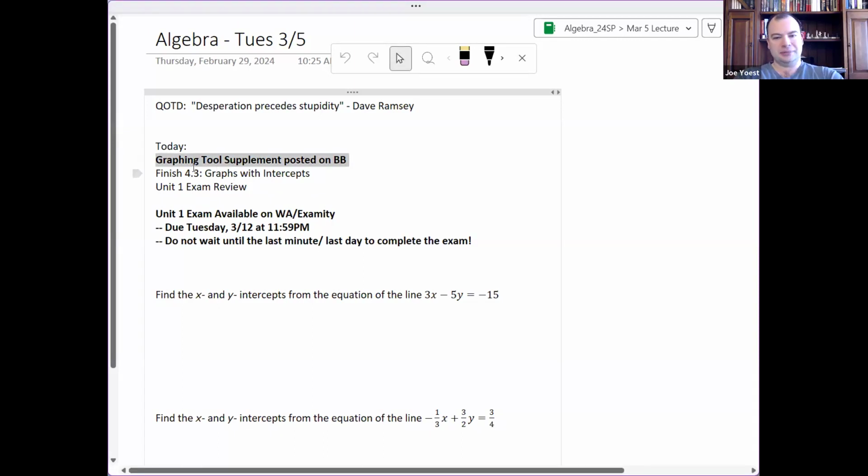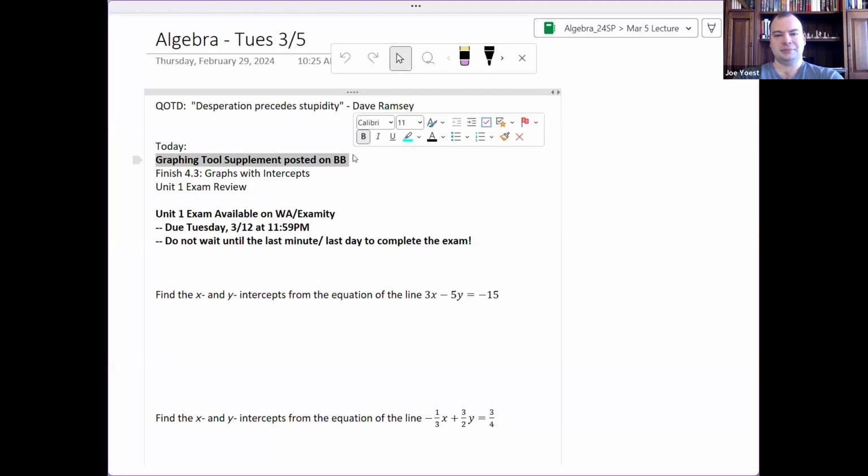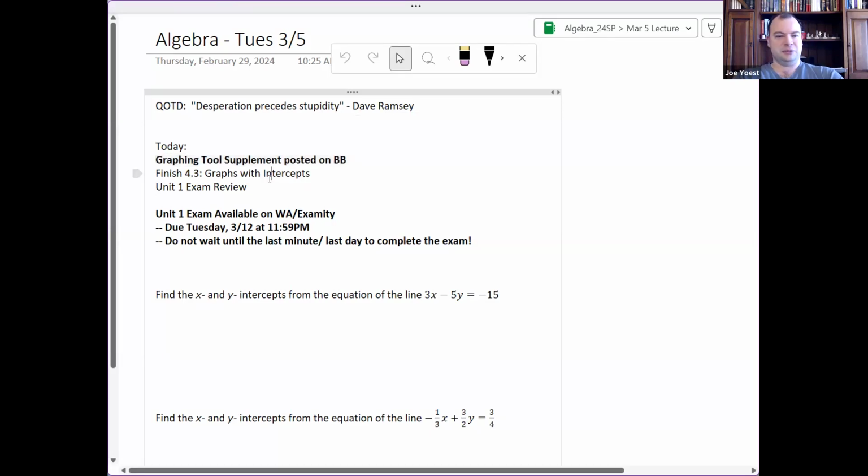And then of course, last class meeting, we talked about it a little bit too. The plan for today is to finish 4-3 graphs with intercepts, one little detail to finish up there. And then most of today, we're going to spend doing a Unit 1 exam review. As part of the review, we'll also take a look at a couple of problems on WebAssign, where we'll go through graphing some problems using that tool. So that'll hopefully just be a review for how to use that tool and so on.